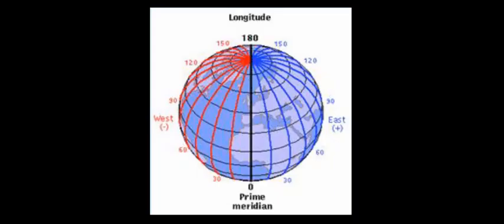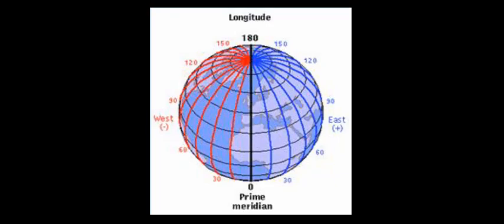So taking a look at this image here, we talk about that 180 degree mark. You guys can see that our prime meridian is the black line in the middle. That's also our 180 degree line. That's labeled 0 degrees. The lines that are red are our west longitude lines, and the lines that are blue are our east longitude lines.